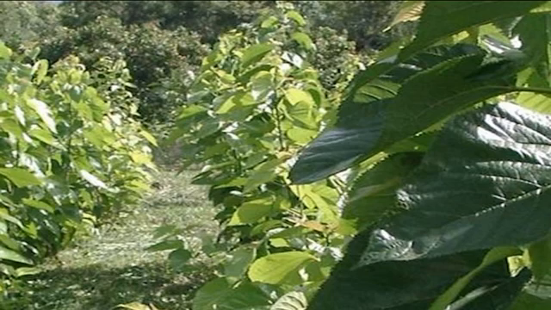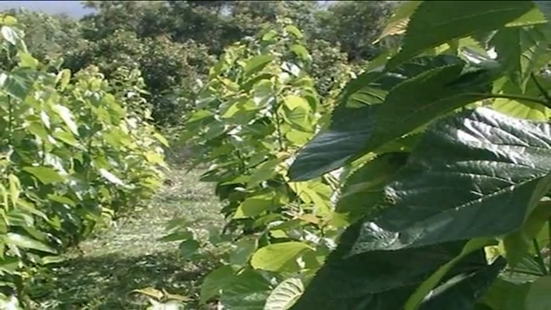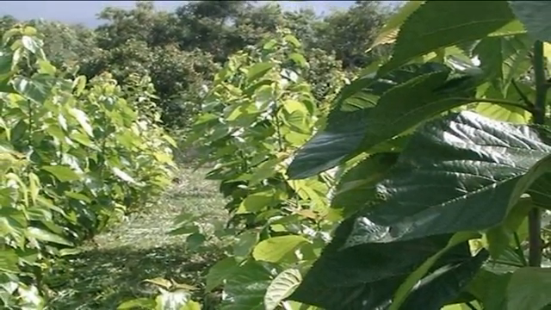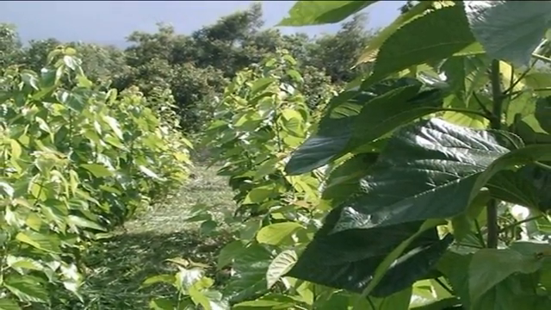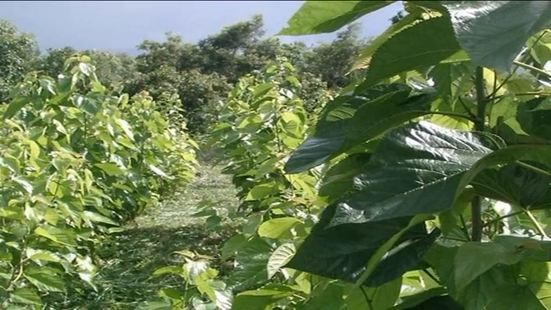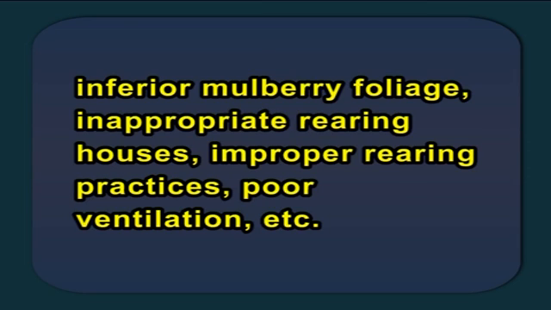The common factors found such as temperature and humidity conditions have direct bearing by way of stressors and indirect bearing by way of influencing the quality of mulberry leaf in the success of silkworm crops. Generally, unfavorable temperature and humidity conditions, inferior mulberry foliage, inappropriate rearing houses, improper rearing practices, poor ventilation, etc. are some of the predisposing factors in causing silkworm diseases.